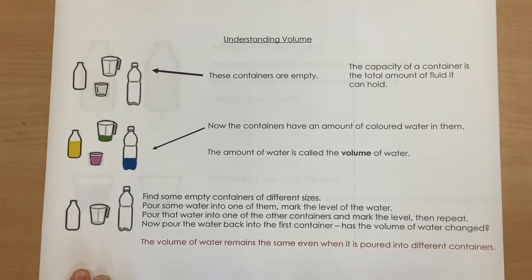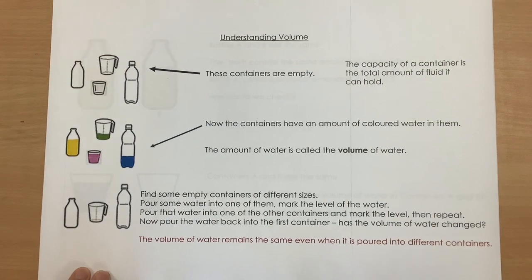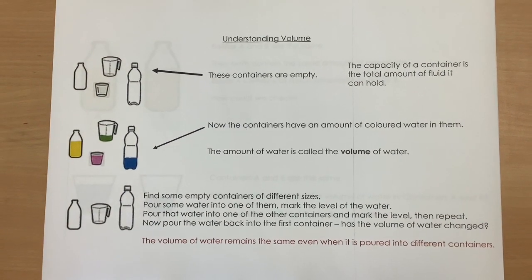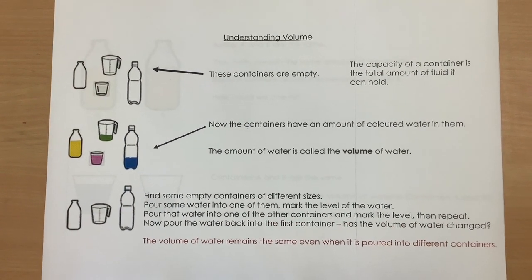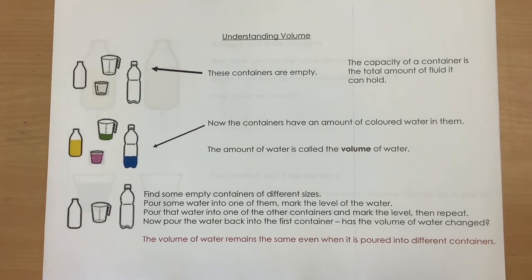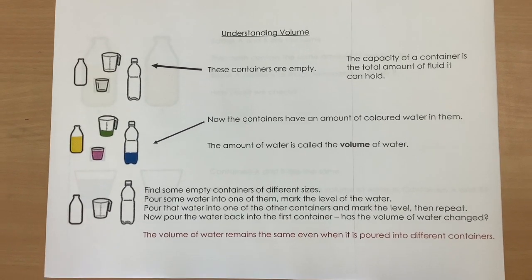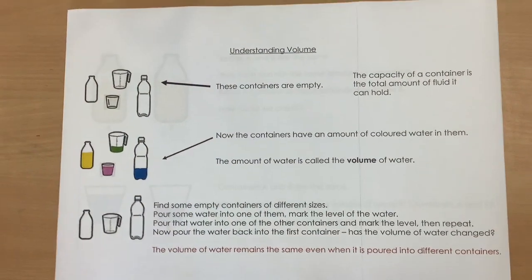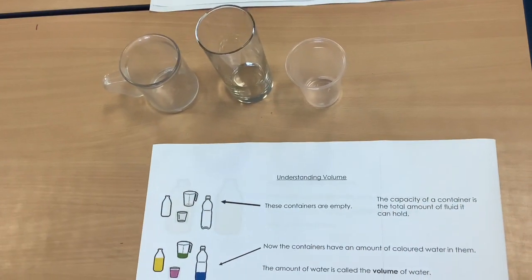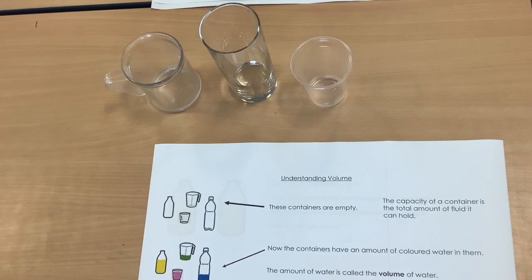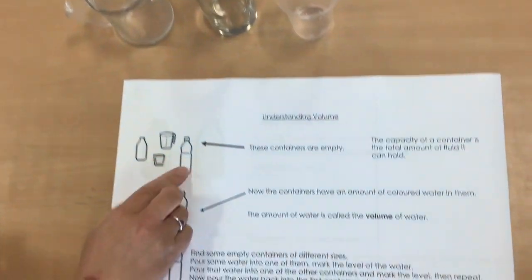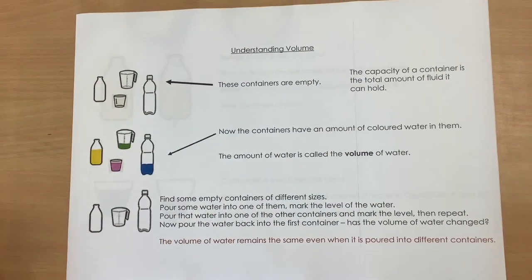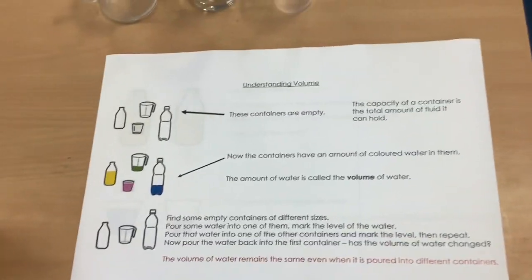Now, as you know, if we were in class, we would have lots of resources and we would be using them to explore and get an understanding of volume. But possibly you may have some things around the home that you can use just to try and get an initial understanding. For example, we've got some empty containers in the picture here. I've got some different sized empty containers.